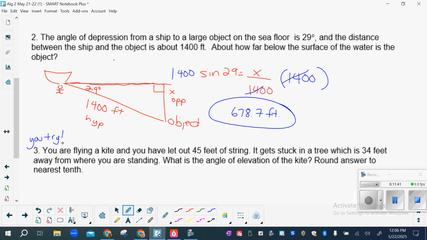What does this first say? You're flying a kite and you have it let out 45 feet of string. That's up. 45 feet up. And then 34 away. So that's down.